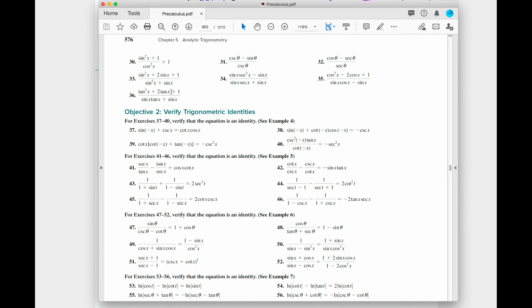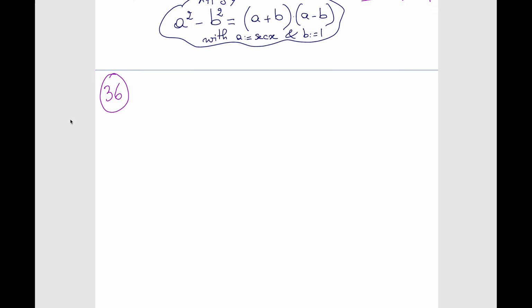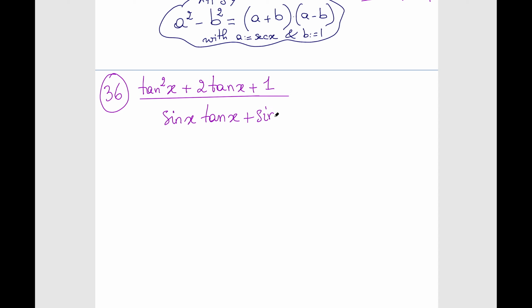Tangent squared plus 2 tangent plus 1 divided by sine tan plus sine. Again, I'm talking about the same argument throughout. So tan squared of x plus twice tan x plus 1, divided by sine of x tan of x plus sine of x, correct? Okay.